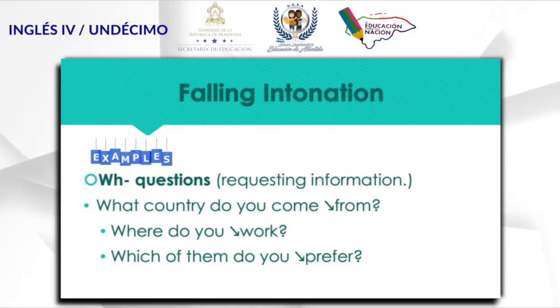WH question examples. Requesting information. What country do you come from? Repeat with me. What country do you come from? In from, there is a falling intonation. Next, where do you work? Where do you work? In work, there is a falling intonation. Which of them do you prefer? In prefer, there is a falling intonation.